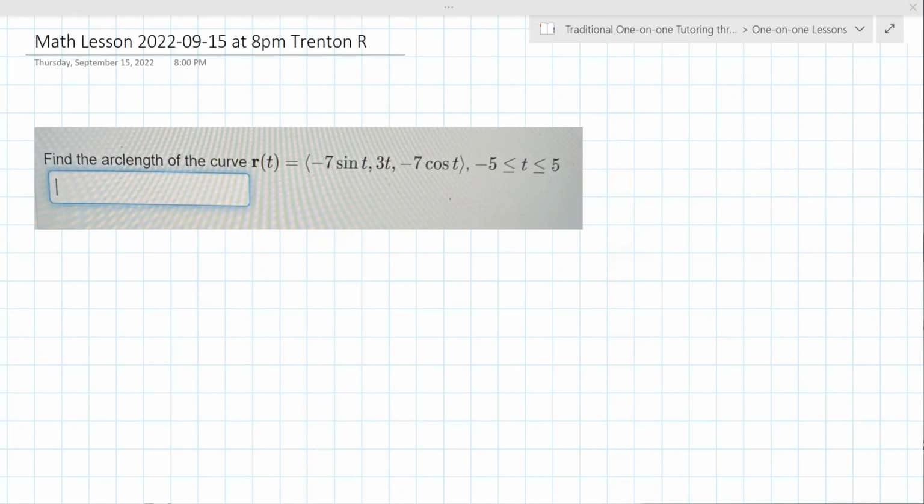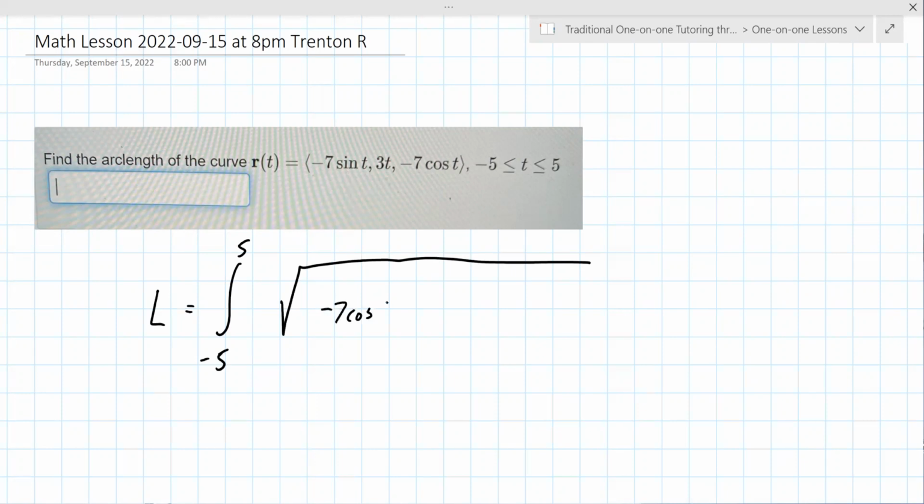Well, this is homework, so I'll use a calculator. Okay, so the length is the integral from -5 to 5 of the square root of, and then you have to take the derivative of each one of these and square it. The derivative of sine is cosine, so we get (-7 cosine t) squared plus 3 squared, and then the derivative of cosine. Well, it doesn't really matter because you're squaring it, but it'll end up being 7 cosine t. I'm sorry, sine t, with the sign change, and then you square that, dt.